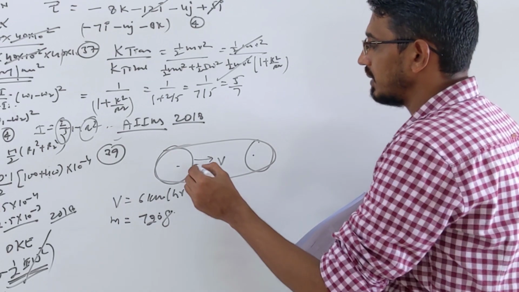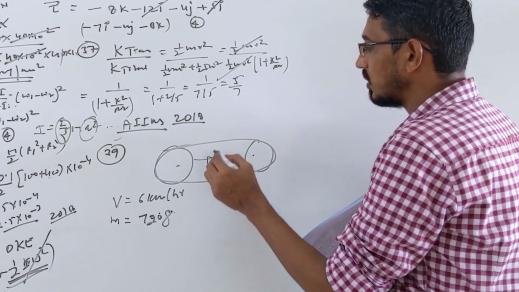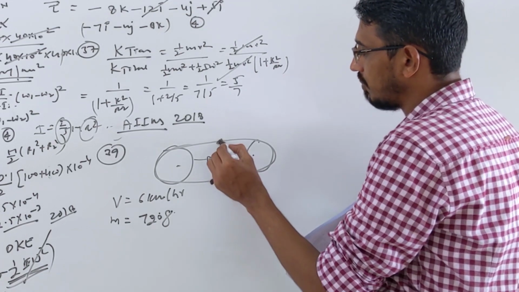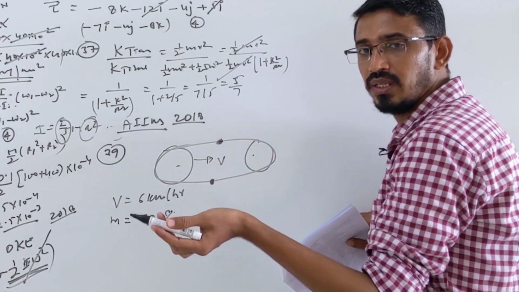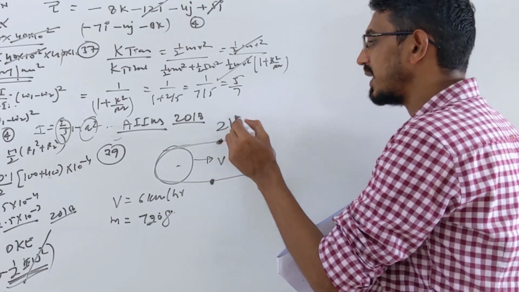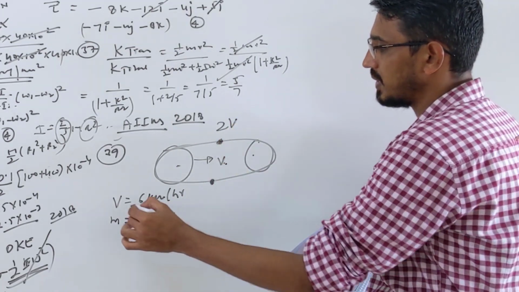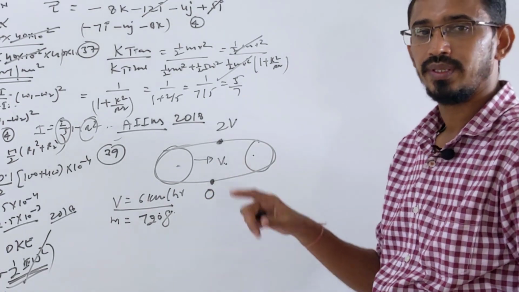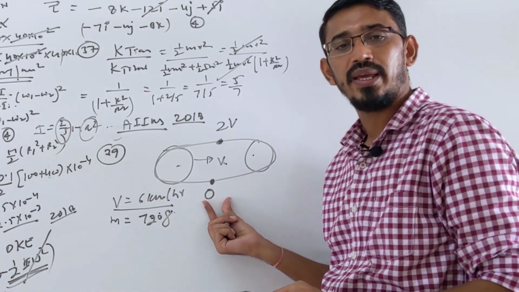Then in pure rolling, what happens? The velocity of the center of mass is given as v. At the top point, the net velocity becomes double the velocity of the center of mass, 2v. And at the bottom point the velocity becomes 0. This we learned at the starting of pure rolling.